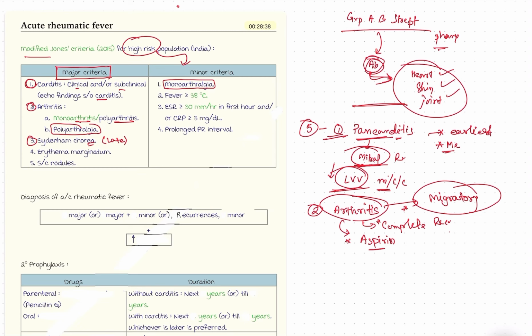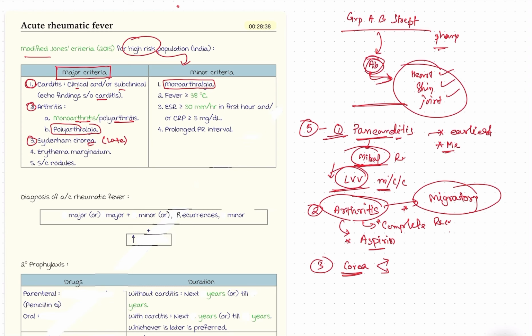If the patient develops permanent valvular damage, it becomes the most serious. Next is Sydenham's chorea. It is an involuntary jerky movement, which is semi-purposeful in nature. What you have to remember from chorea is that the patient might show some features like the milkmaid sign, the milkmaid grip sign.